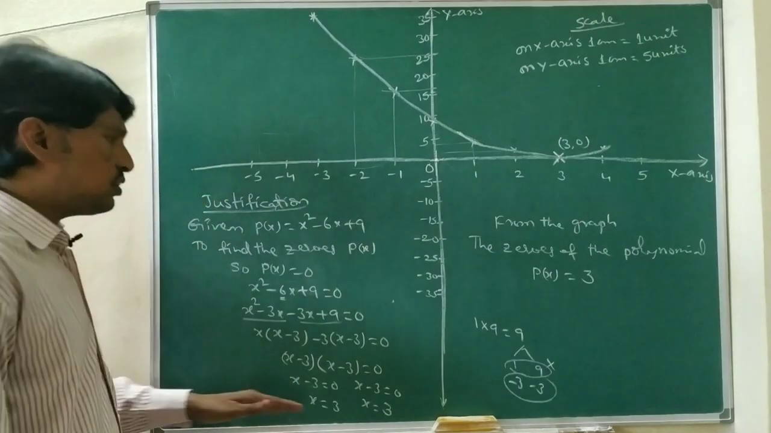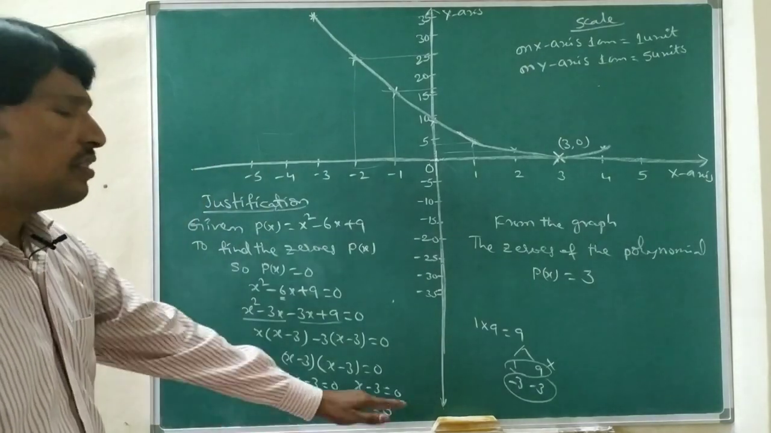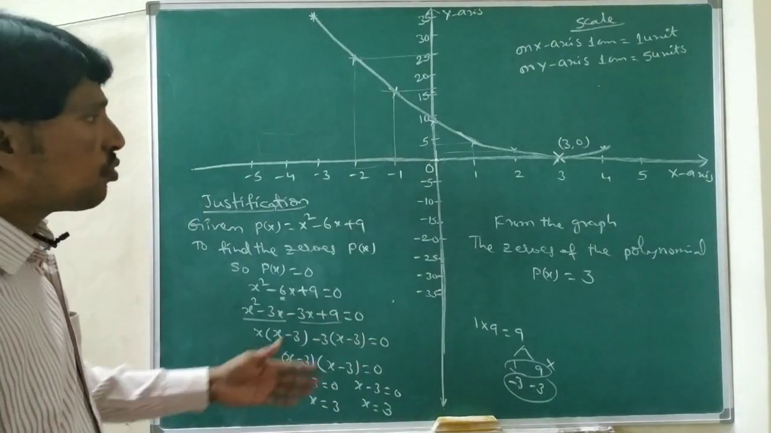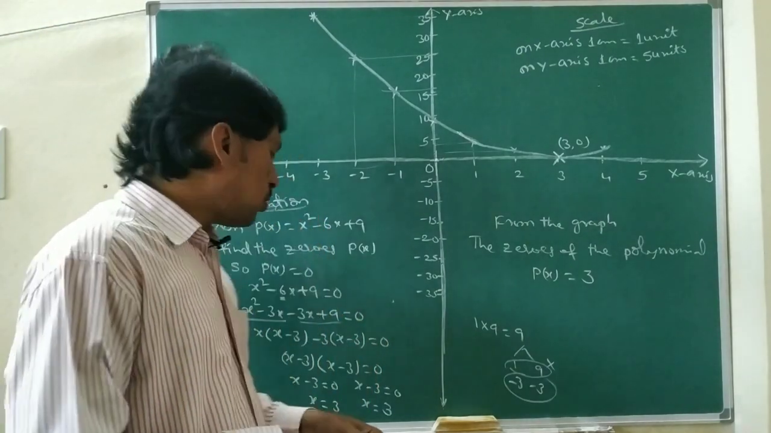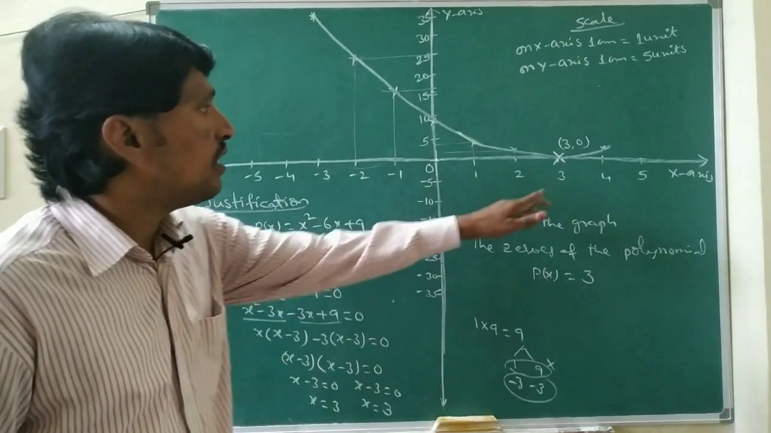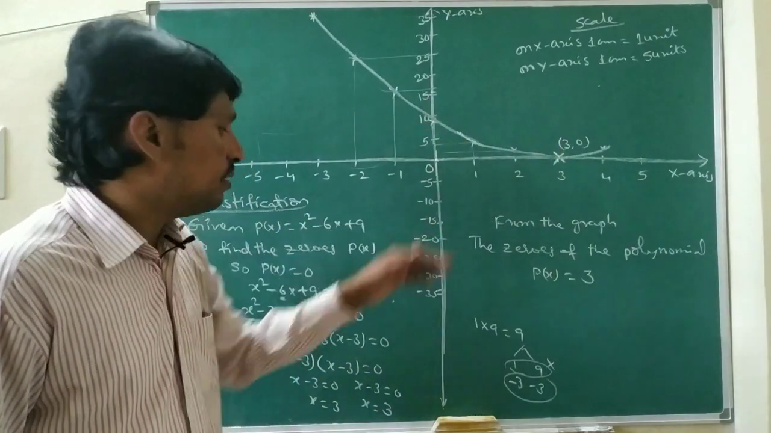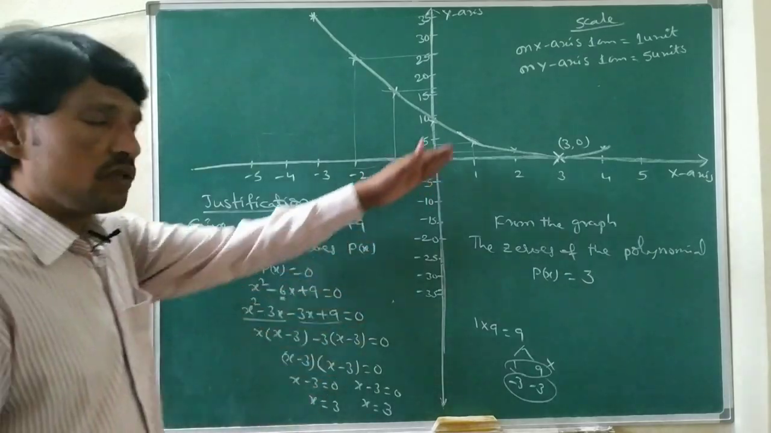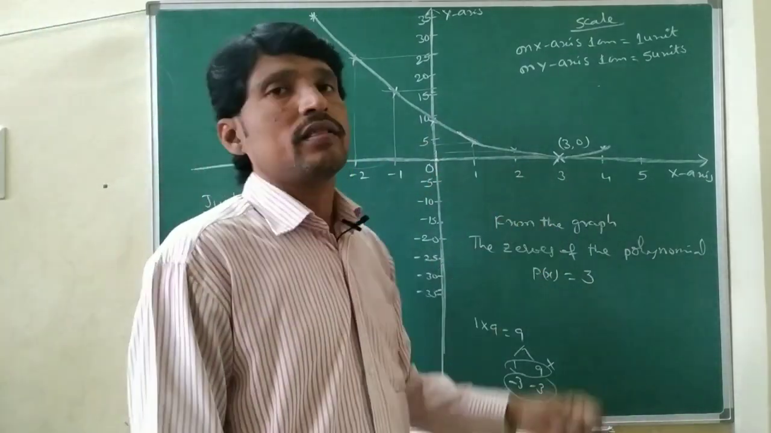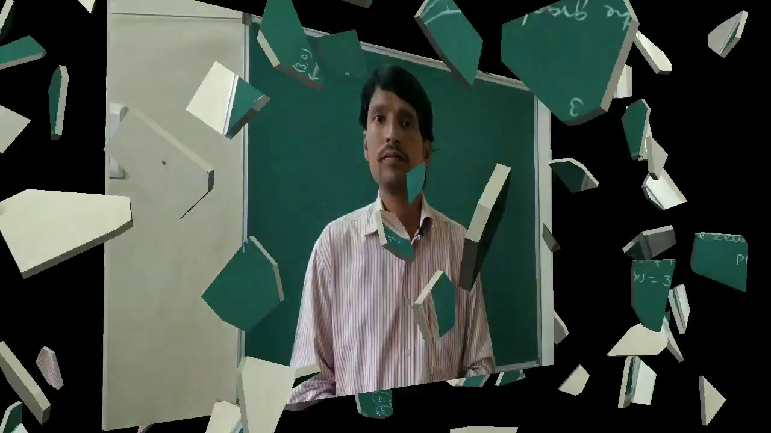So just we have to see here, 3 and 3 means it is plus 3 only. So coincident points: 3 and 3, both are the same. So the zero of the given polynomial is 3. From the graph also we are getting the same answer, that is 3 only.